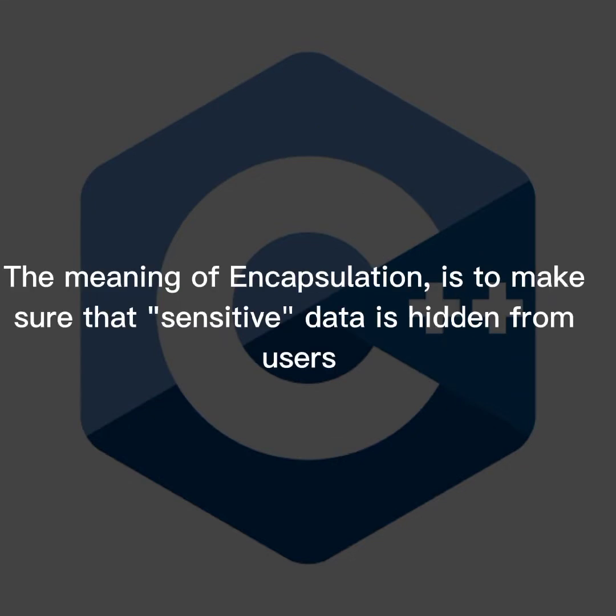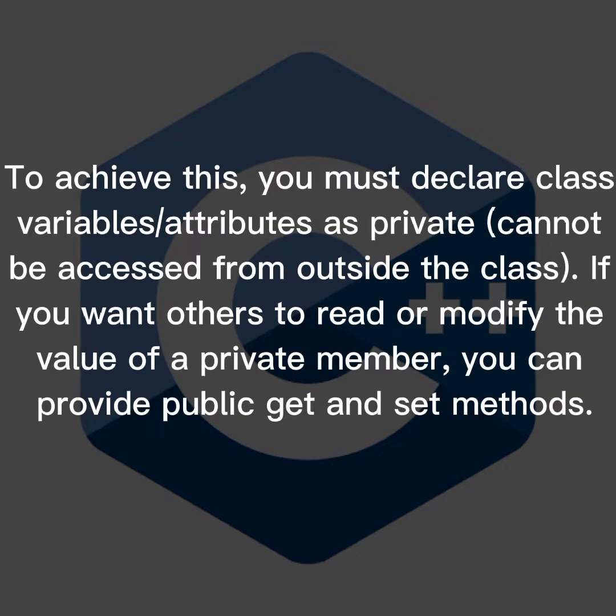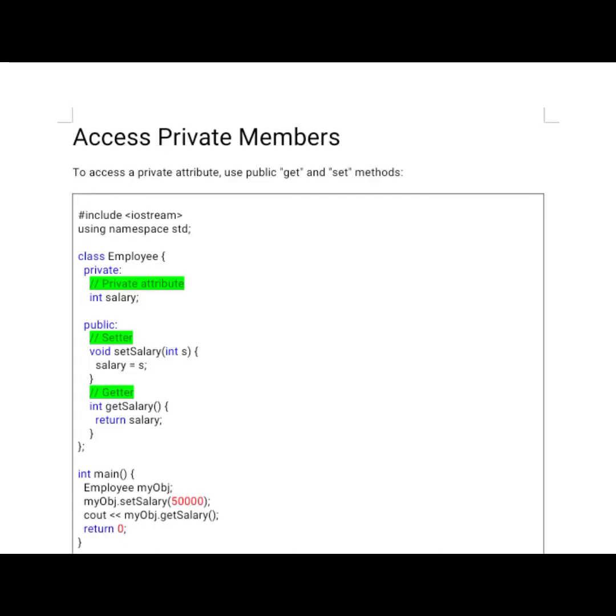Encapsulation. The meaning of encapsulation is to make sure that sensitive data is hidden from users. To achieve this, you must declare class variables or attributes as private, so they cannot be accessed from outside the class. If you want others to read or modify the value of a private member, you can provide public get and set methods to access private members.